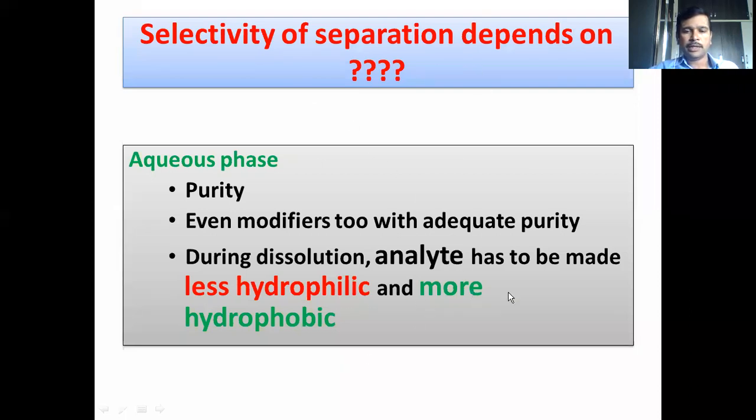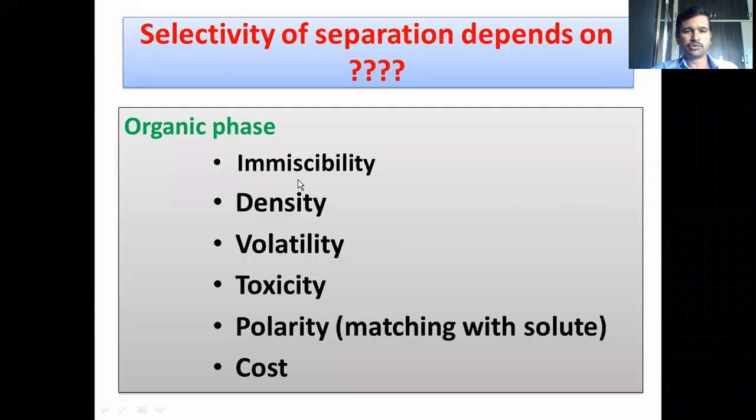So the analyte should become less hydrophilic when we treat the aqueous solution of the sample with the organic solvent during the extraction procedure. The analyte has to be made less hydrophilic and more hydrophobic when we initiate the extraction. Such an aqueous layer we have to use. And next, the organic phase. It is very important to decide which organic solvent we have to use. Whatever organic phase you are going to select, that must be immiscible with the aqueous solvent.